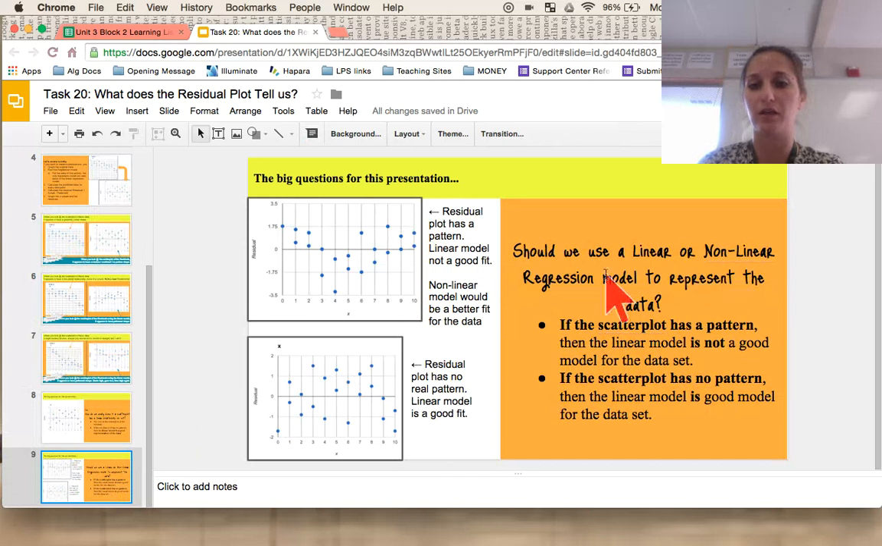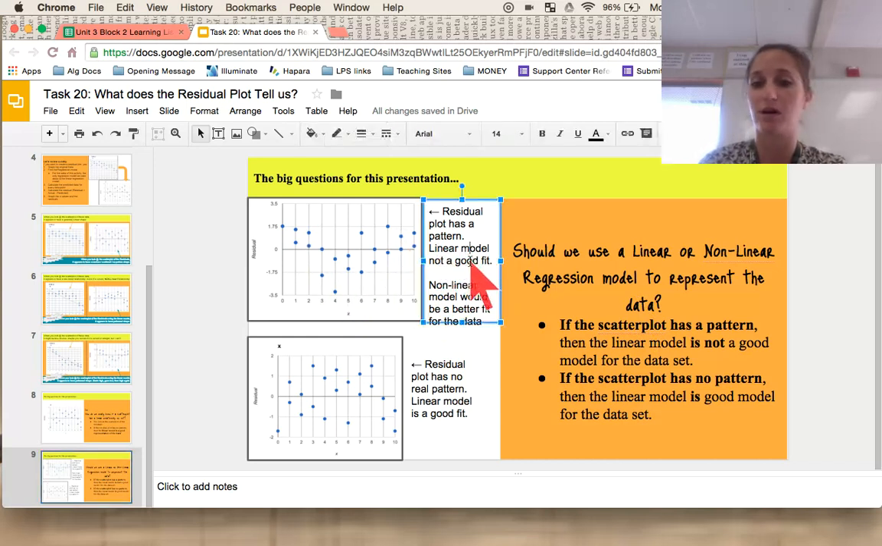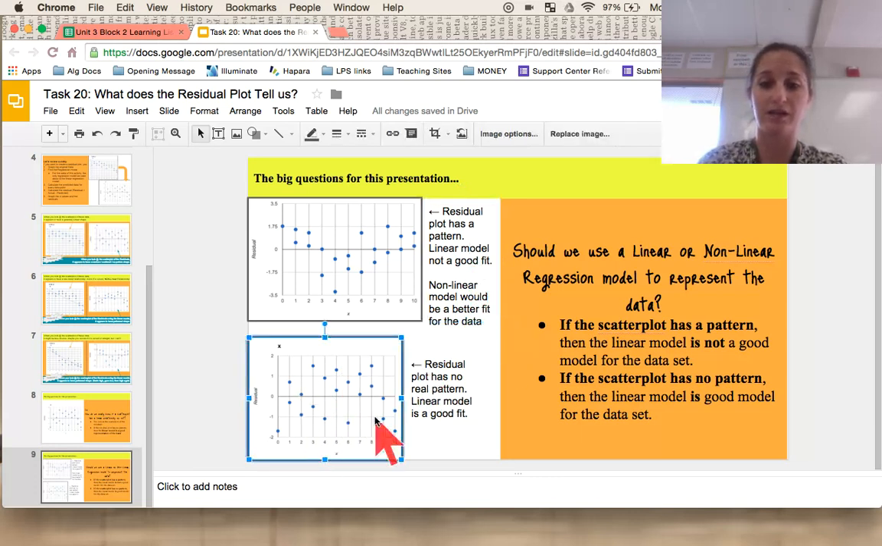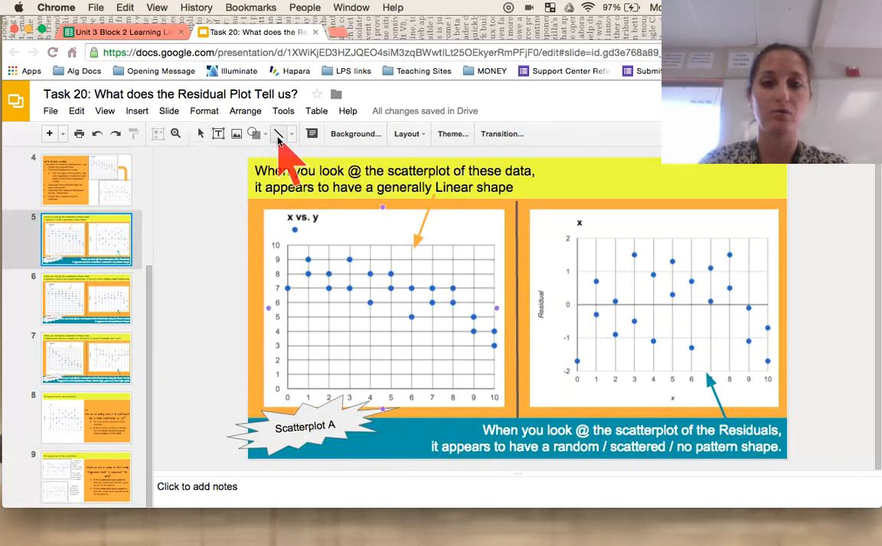Should we use a linear or nonlinear regression model to represent the data? So taking a look at this first one, this residual plot has a pattern to it. So when it has a pattern, we actually know that the linear model is not a good fit. And then if the residual plot is scattered or it has no pattern, then the linear model is a good fit. So if a scatter plot has a pattern, then the linear model is not a good model for the data set. If the scatter plot has no pattern, then the linear model is a good model for the data set.